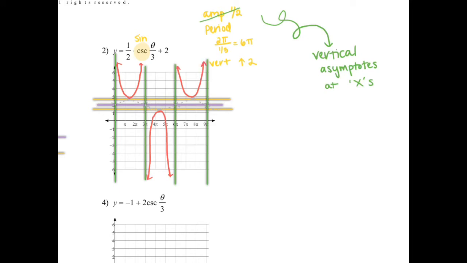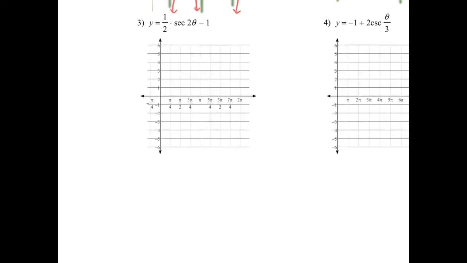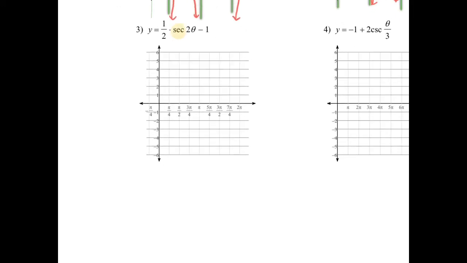Okay, so now let's talk about the specs that I would have asked you for on the last test, which I'm going to ask you for moving forward. Those specs are amplitude, period, vertical shift, phase shift. Amplitude's going to be none every single time you have a cosecant or secant. Okay, period, vertical shift, and phase shift. The way you find those are all going to be the same.